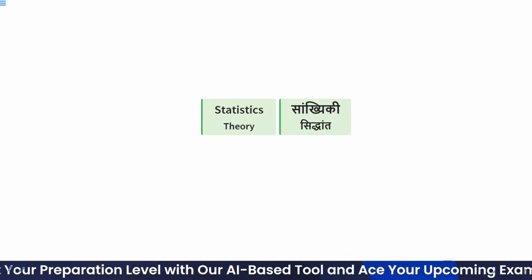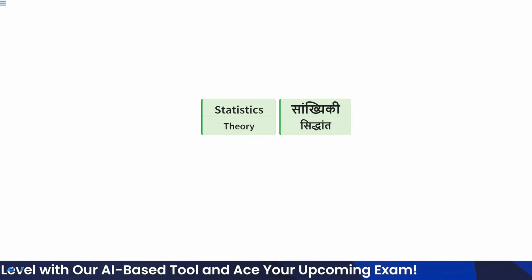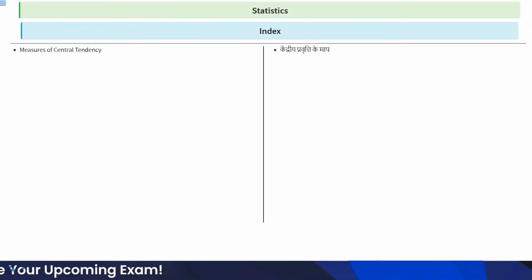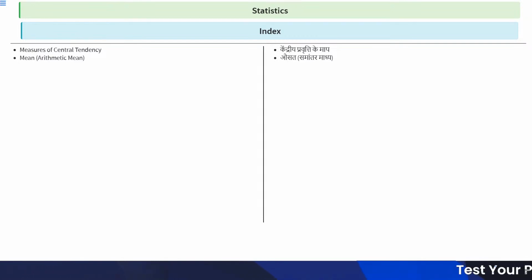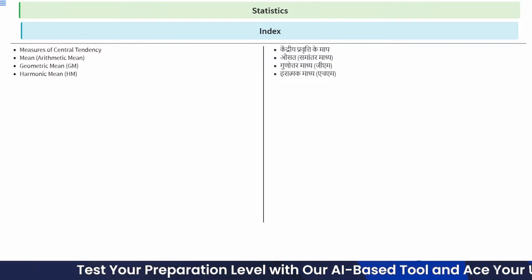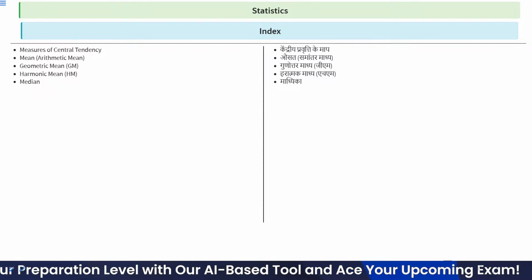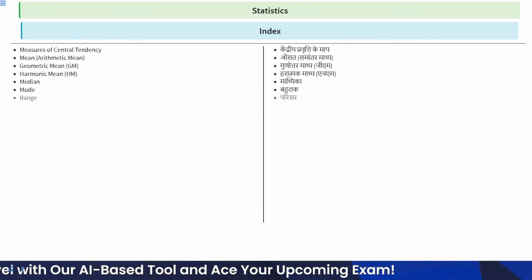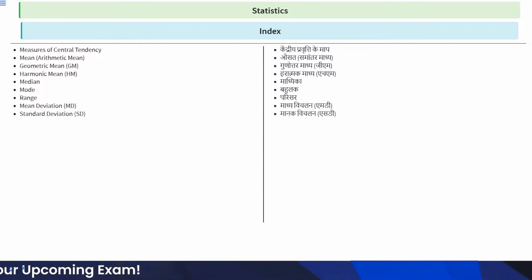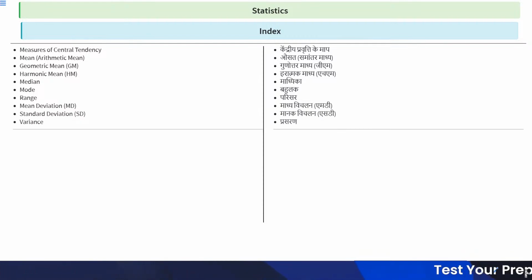In today's lecture, we will see the theory portions of the chapter statistics. In today's class, we will start measures of central tendency. After that, we will see what is mean or arithmetic mean, what is geometric mean or GM, harmonic mean or HM, what is median, what is mode, what is range, what is mean deviation, which is called MD, what is standard deviation, in short form it is called SD, what is variance, right? So these things we will see.